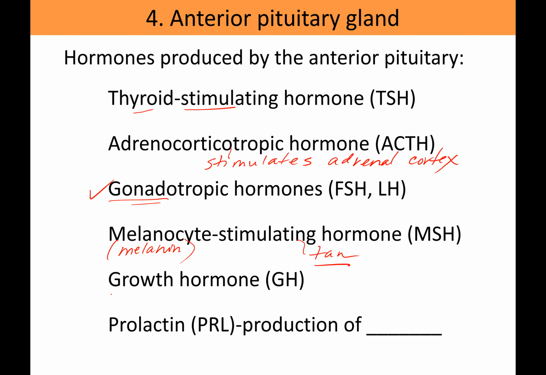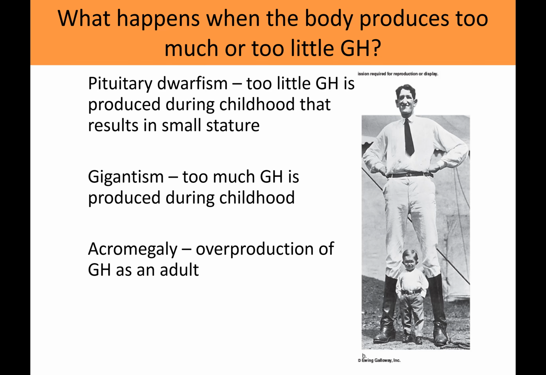Okay, and this one is exactly what it sounds like. Growth hormone is growth of bones and muscles. And then prolactin, when you see lactin there, hopefully you're thinking lactose, lactating, and prolactin is the one that causes the production of milk. Okay, so those are anterior pituitary hormones.